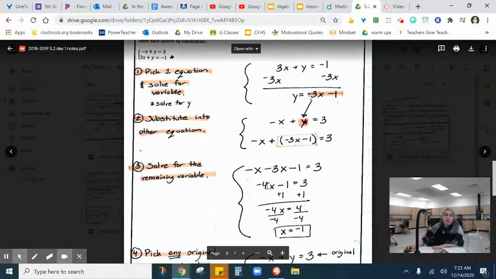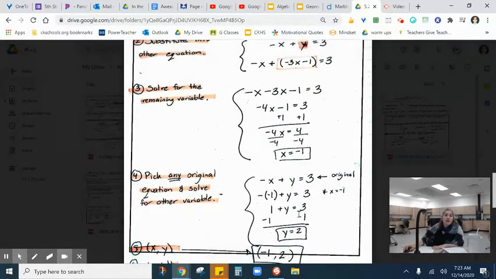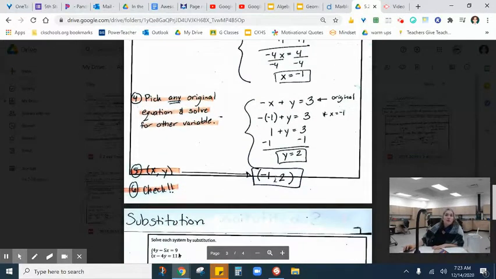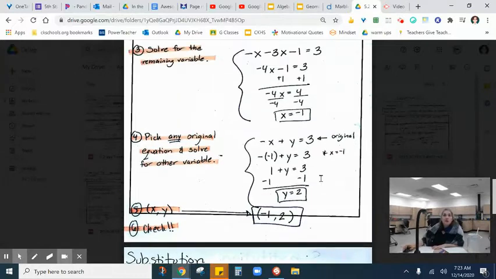Pick either of these equations and plug it back in, right? So if you pick the first one, we get negative 1 plus y equals 3. And so when we plugged it back in, we ended up with y equals 2. Be careful, that negative is a positive. We have to subtract 1 on both sides. That's why we get 2. So our final answer is negative 1, 2. And of course, you should do a check. I did not show mine.